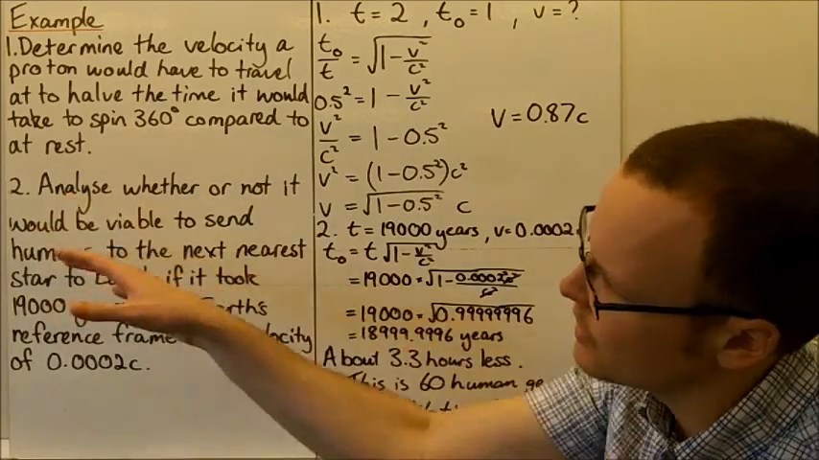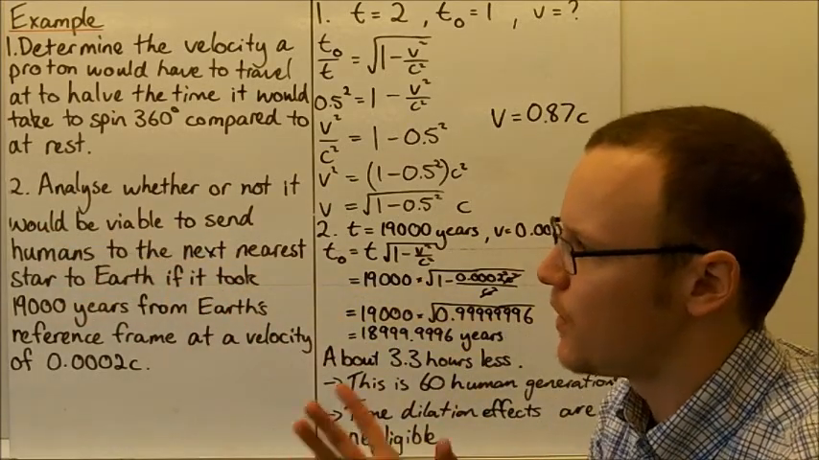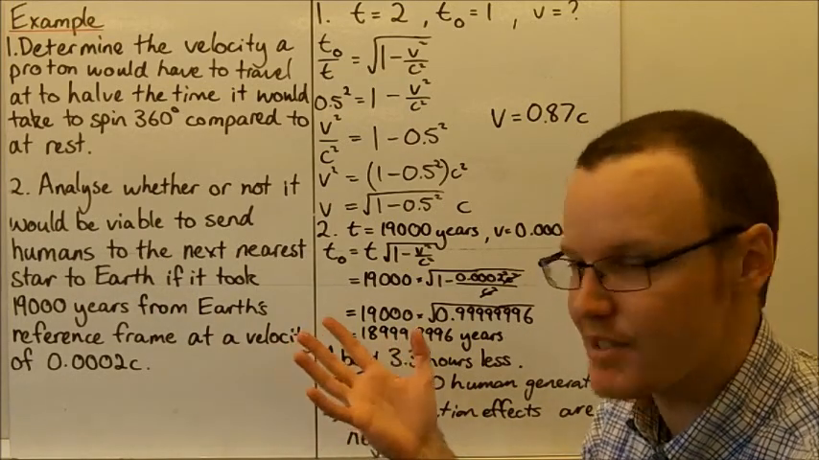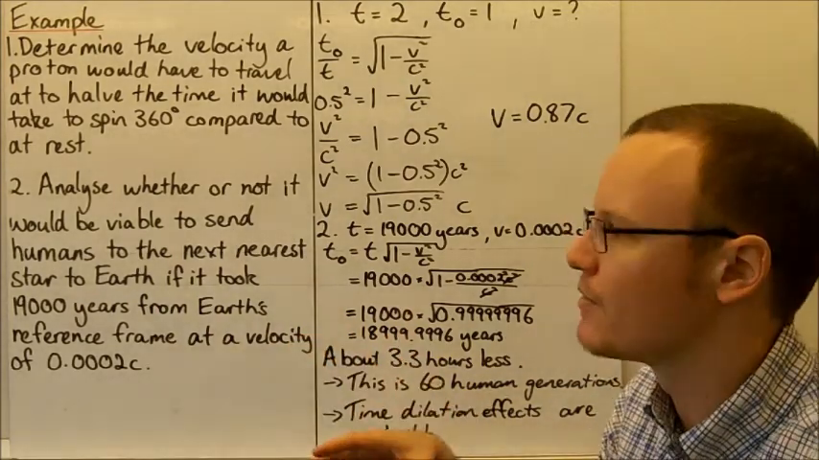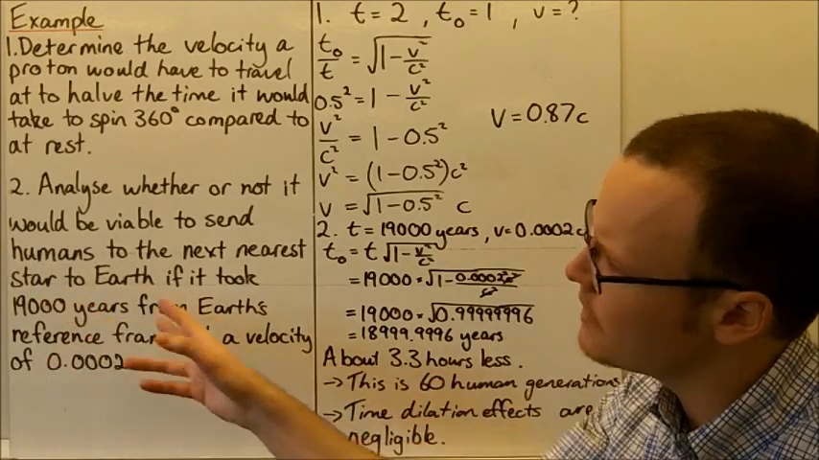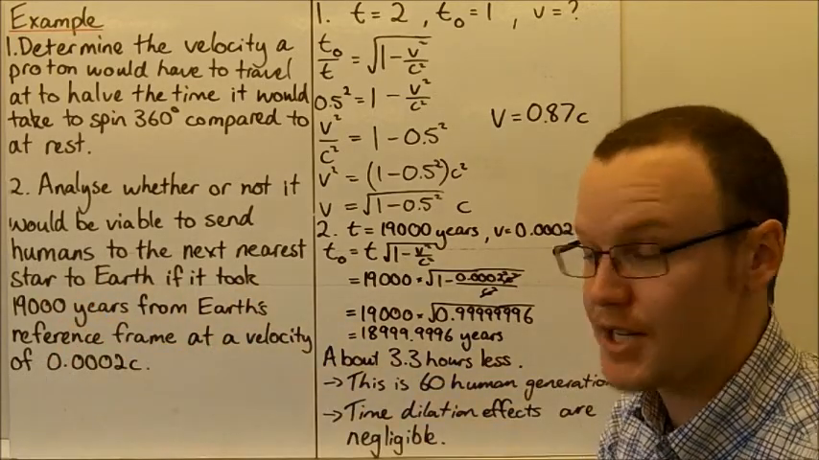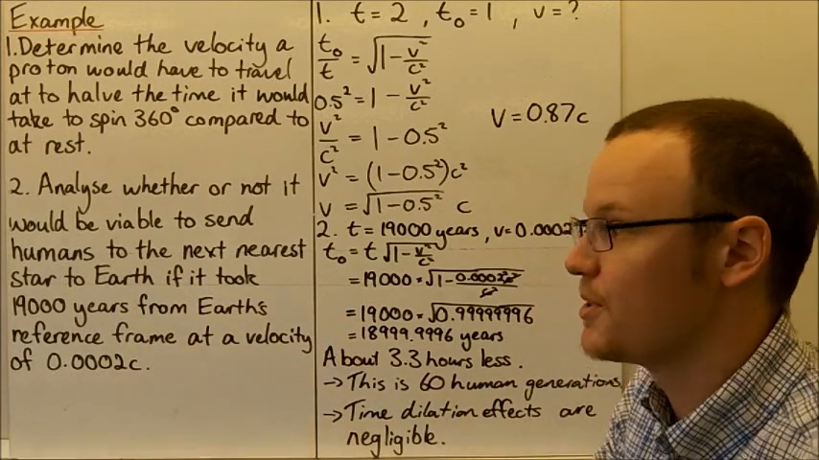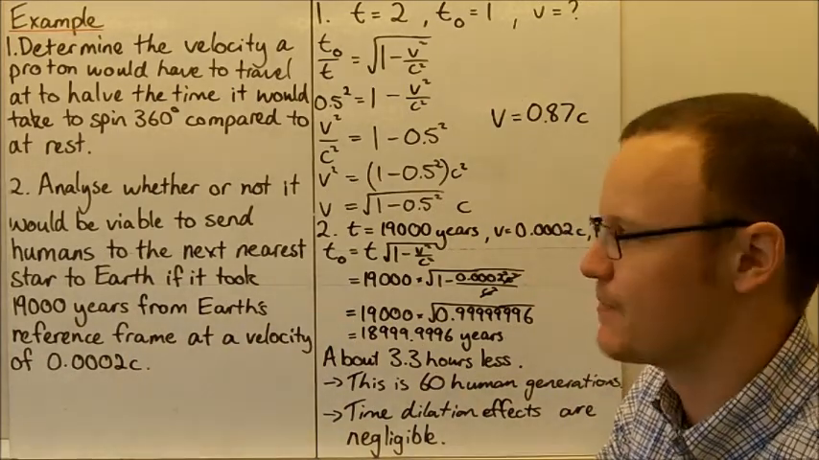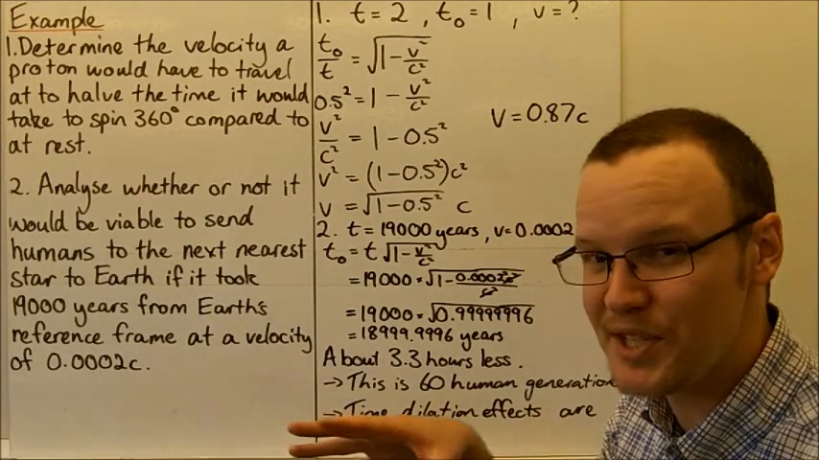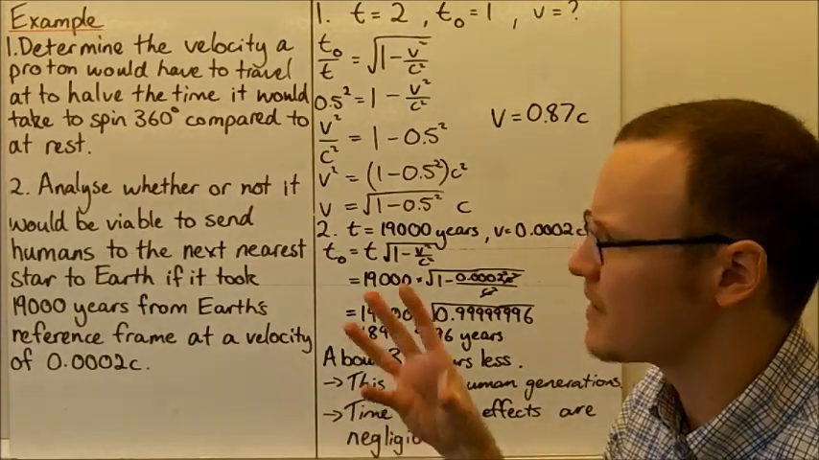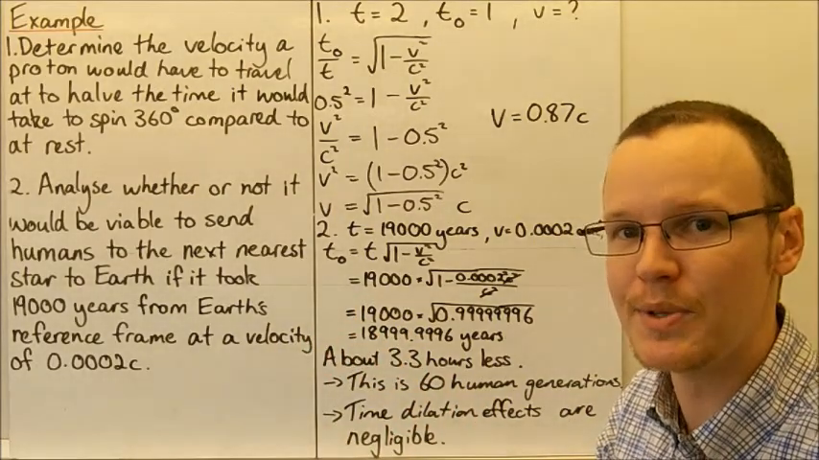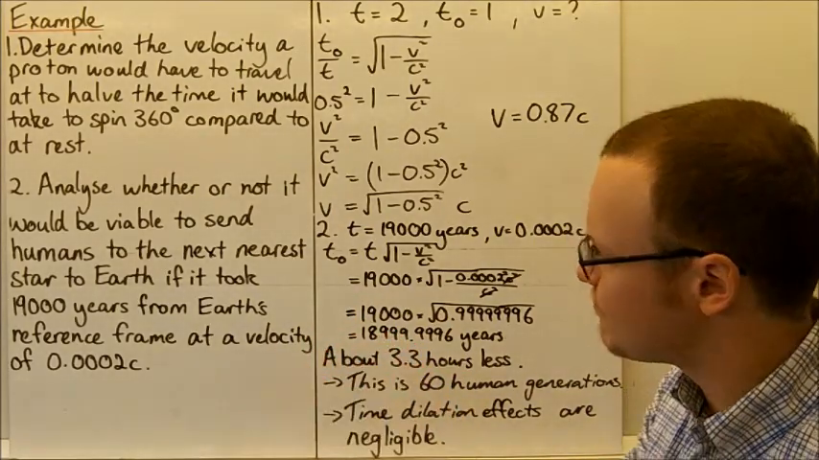So question 2 here, analyse whether or not it would be viable to send humans to the next nearest star to Earth. So our nearest star is the Sun, but the next nearest star is about 4.5 light years away from Earth. If it took 19,000 years from Earth's reference frame at a velocity of 0.0002 c. Okay, so we're travelling at a very small percentage of the speed of light, and let's have a look at exactly over this time frame. Let's have a look at the actual time dilation effect of that.